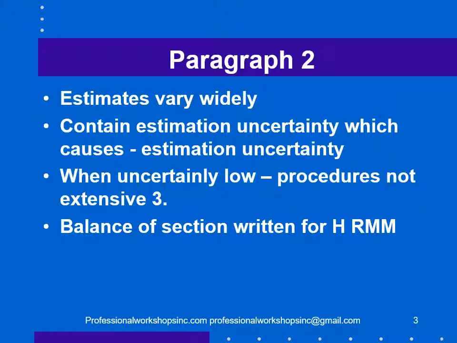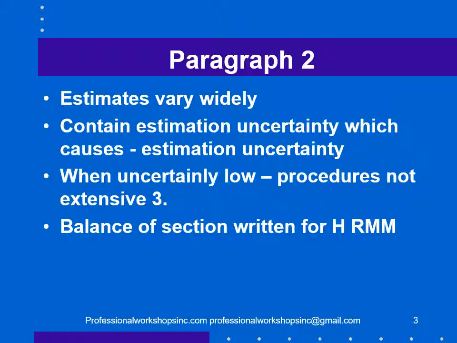Now, it is important to pay attention to paragraph 2. Paragraph 2 says that estimates vary widely, and it notes that estimates contain estimation uncertainty. When uncertainty is low, paragraph 3 notes that procedures need not be extensive. And probably that's what's going to be the case most of the time. Allowance for doubtful accounts, inventory obsolescence, depreciation of fixed assets, amortization of fixed assets: uncertainty will be low and the procedures need not be extensive.